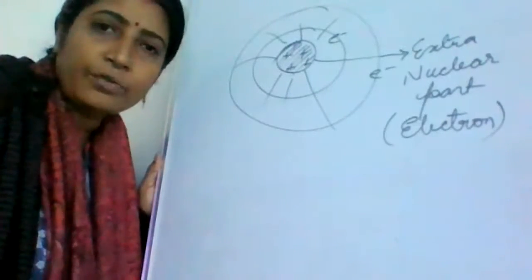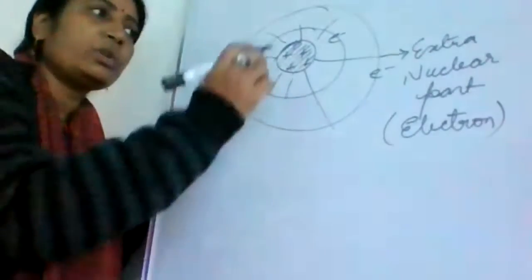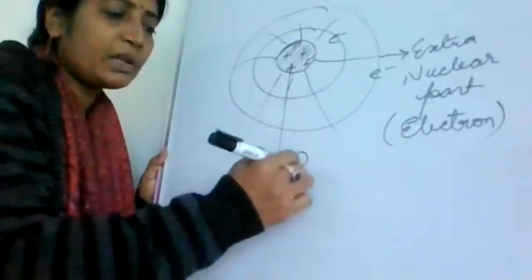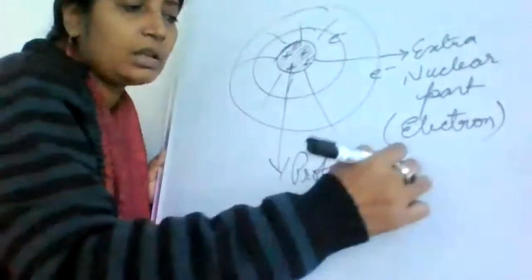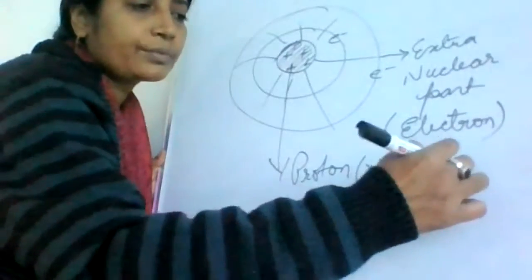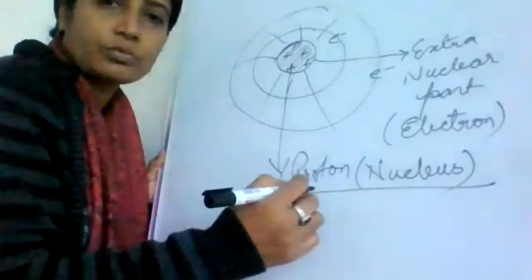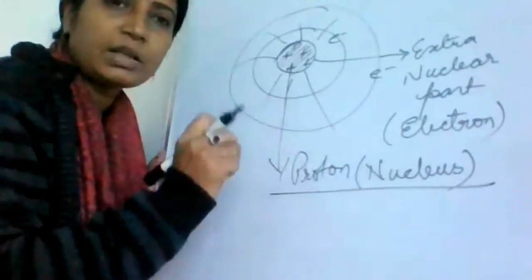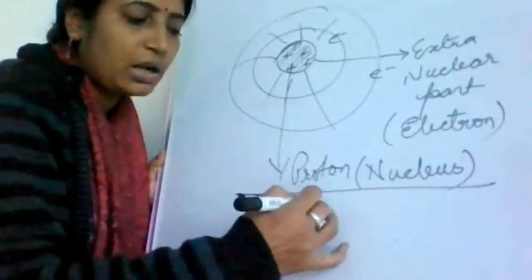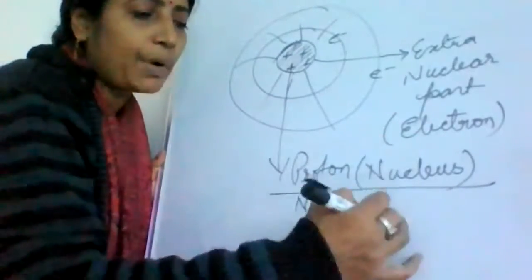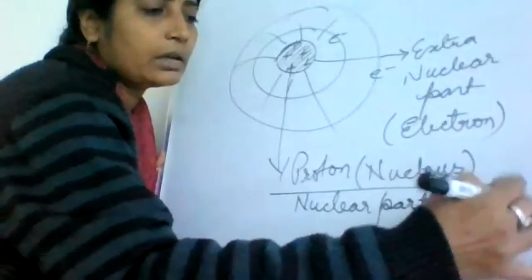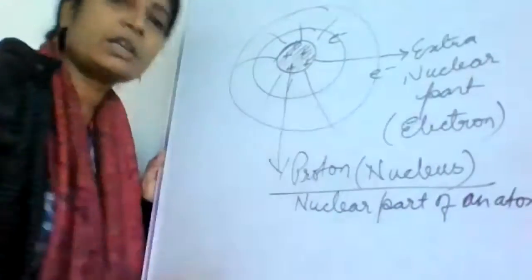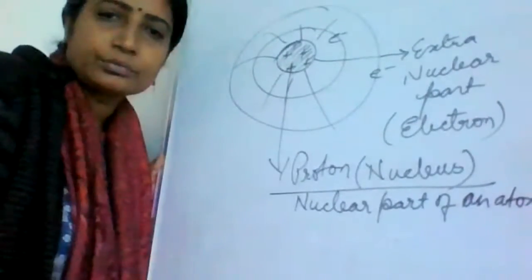According to Rutherford, proton is present where? It is present in the center, in the nucleus. Where proton is present, that part of the atom is called what? It is called the nuclear part of an atom. And this is the extra nuclear part of an atom.